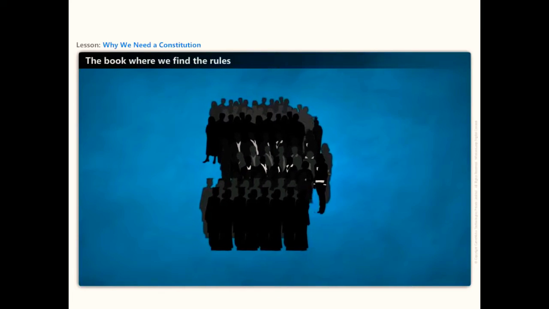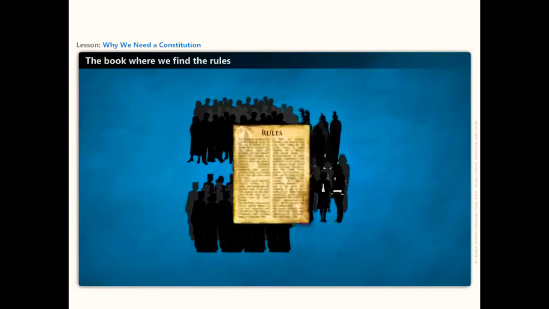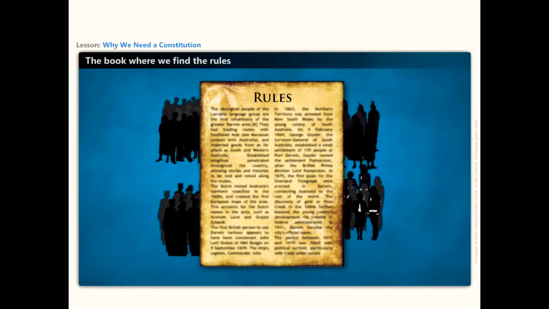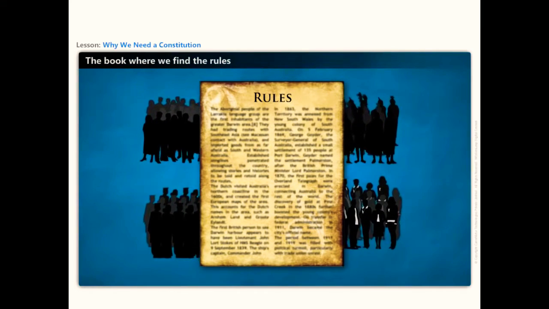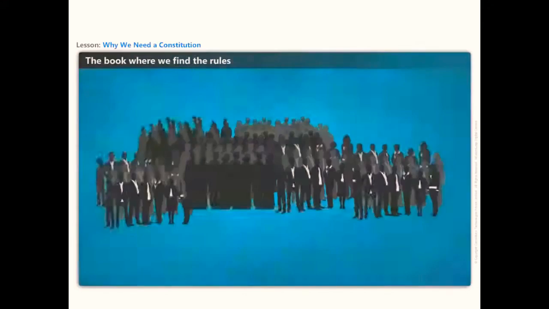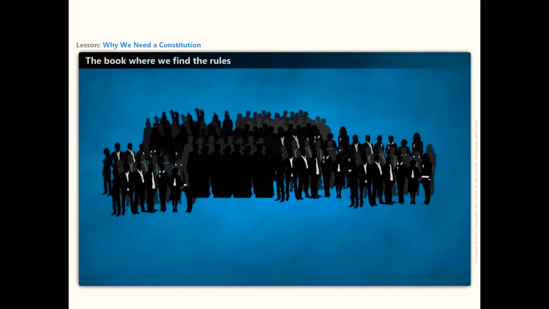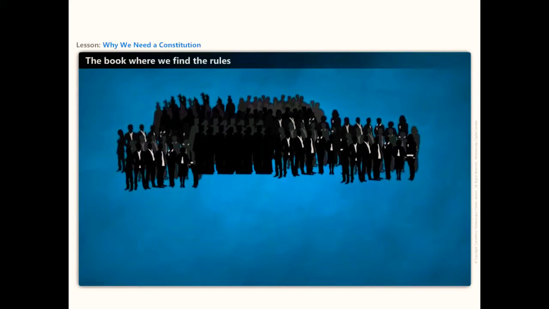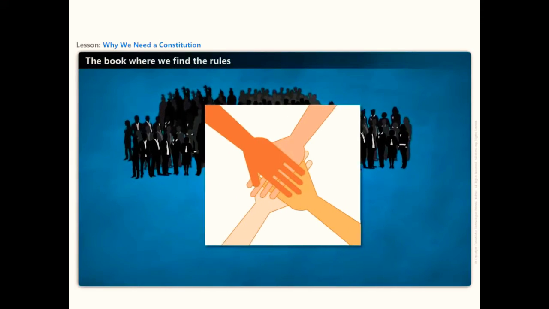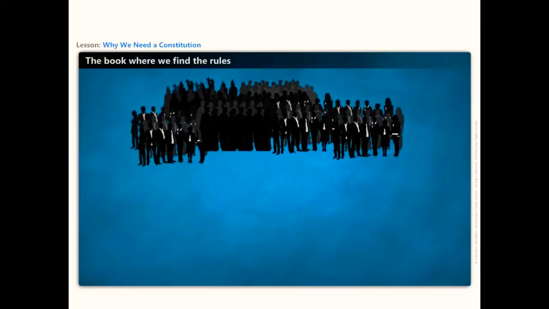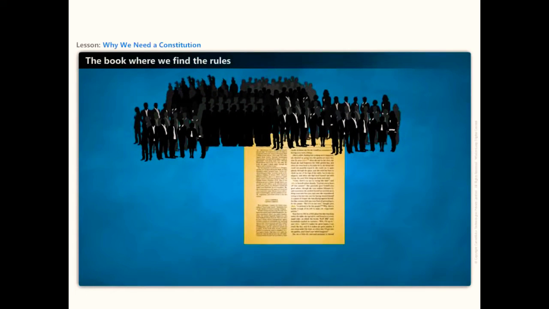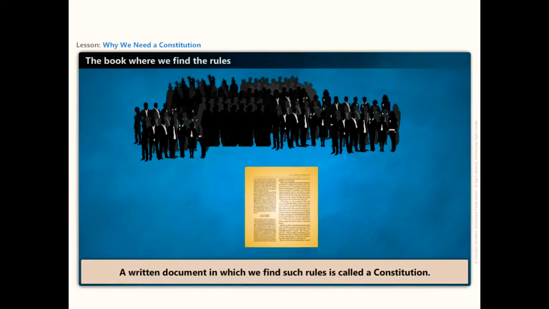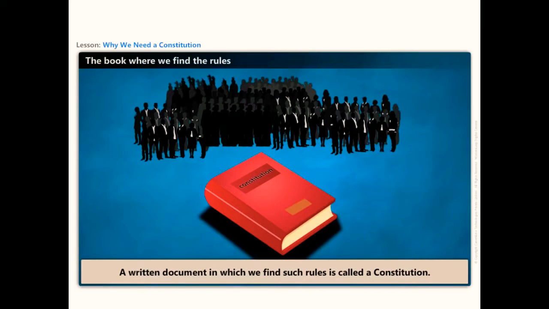Yes, like these games, a society also has constitutive rules that make it what it is and differentiate it from other kinds of societies. In large societies, in which different communities of people live together, these rules are formulated through consensus, and in modern countries, this consensus is usually available in written form. A written document in which we find such rules is called a constitution.